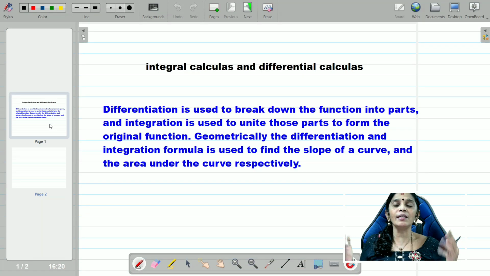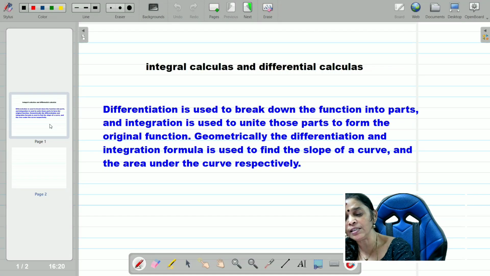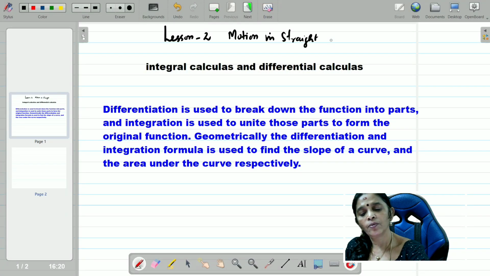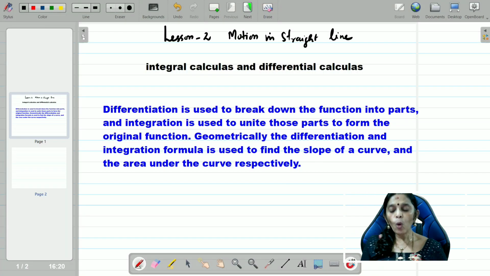So, basically, what is integral and differential calculus? Why do we need to learn it, and which lesson needs it? It is needed for class, in lesson 2, motion in a straight line, that is kinematics. We need this. What is it all about?